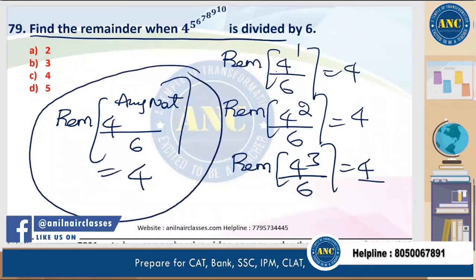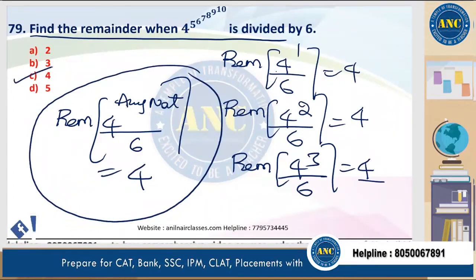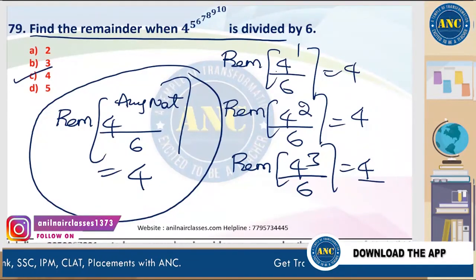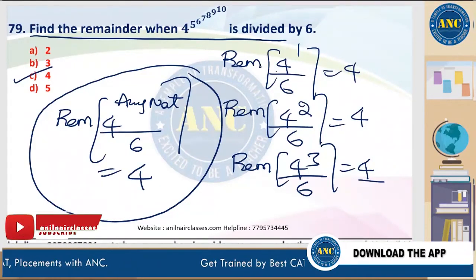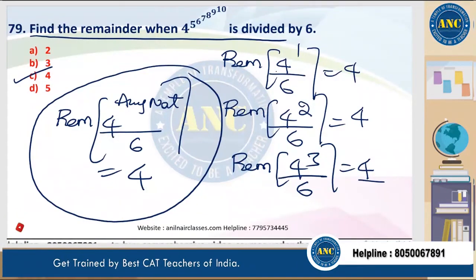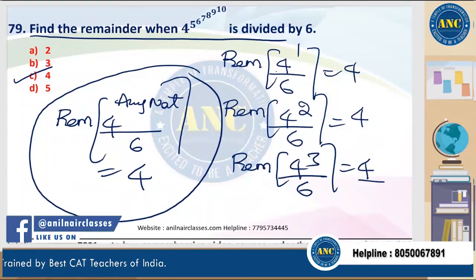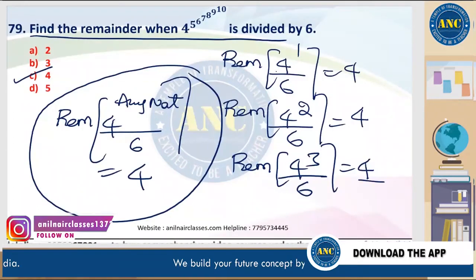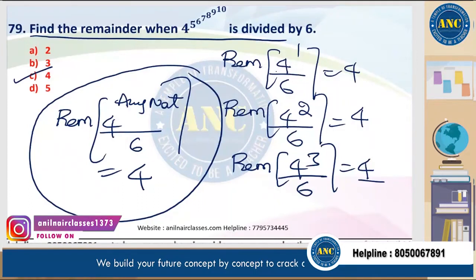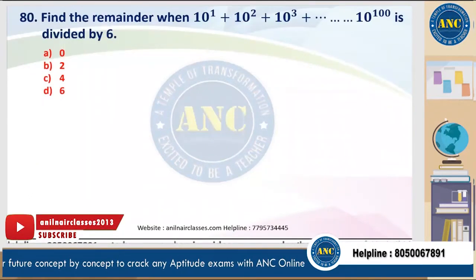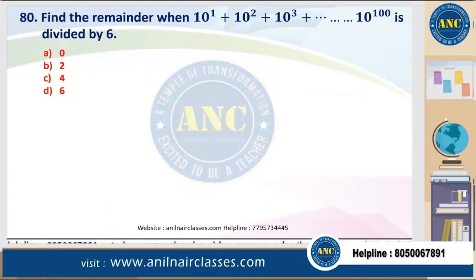Please write down this. 4 power any natural number when divided by 6, remainder is 4. Are you all with me? 79. Clear, right? 4 power any natural number when divided by 6 is 4. 80. Already we did the similar model.